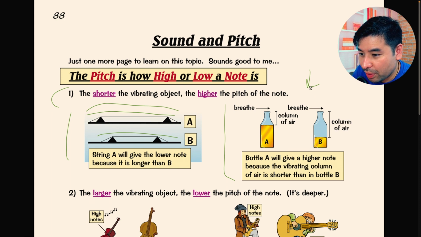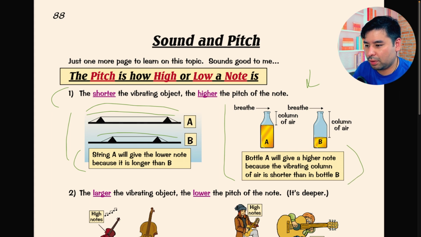Bottle A will give a higher note because the vibrating column of air is shorter than in bottle B. Again, bottle A will give a higher note because the vibrating column of air is shorter than in bottle B. So this is the point. These two, this yellow here and this yellow here, are very important information, okay? So I'm gonna read that for you in Portuguese one time only.